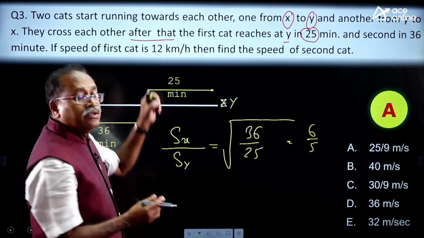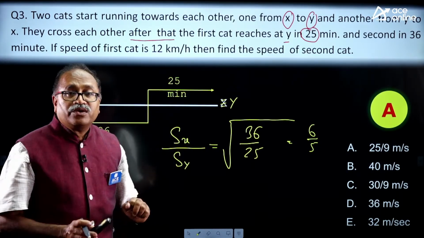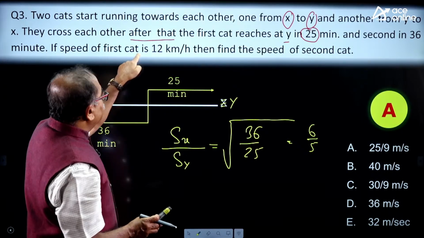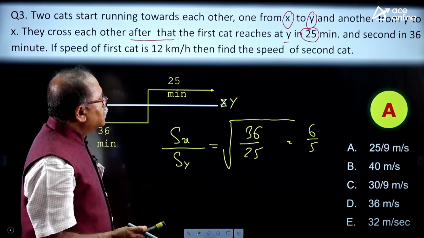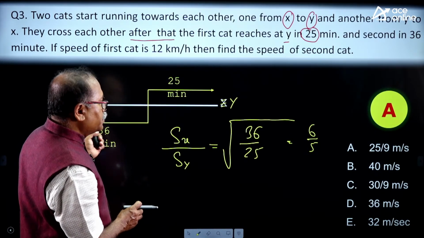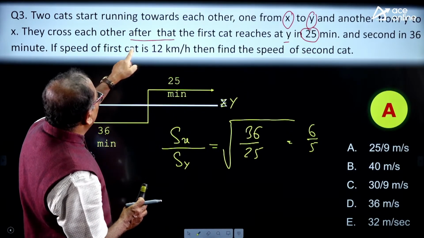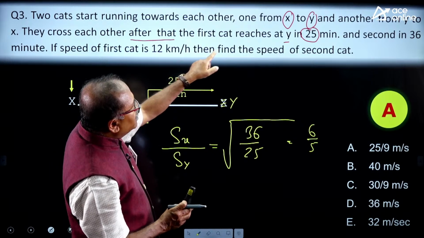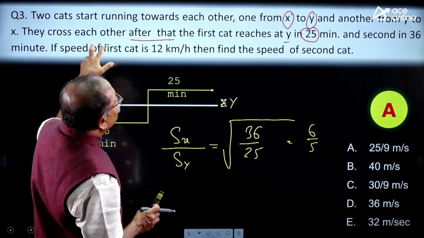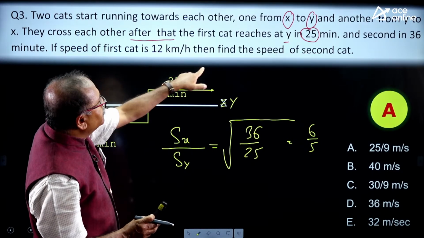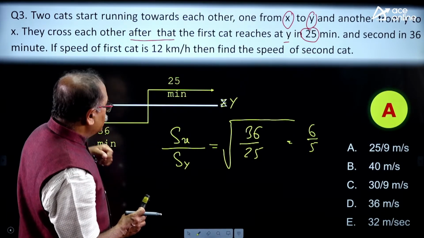Now one speed is already given to us. Always the questions will be like that. You will have one speed, you need to find out the other speed. Which speed is that? The first cat. If the speed of the first cat is 12 km per hour, what is the speed of the second cat? Did I make any mistake in writing the number? The first cat reaches after 25 and the second is after 36. Okay, that's right.